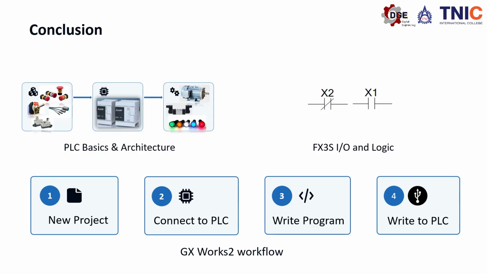The conclusion. Today we already learned about the PLC basics and architecture, FX3S input output and the logic of that. The GX Works 2 workflow: new project, connect to PLC, write the program, write to PLC, and the last one, monitoring the PLC. To summarize, today we learned about the PLC architecture, input output, and the workflow of GX Works 2: new program, connect to PLC, write program, write to PLC, and the last one, monitoring the PLC that we used at that time.